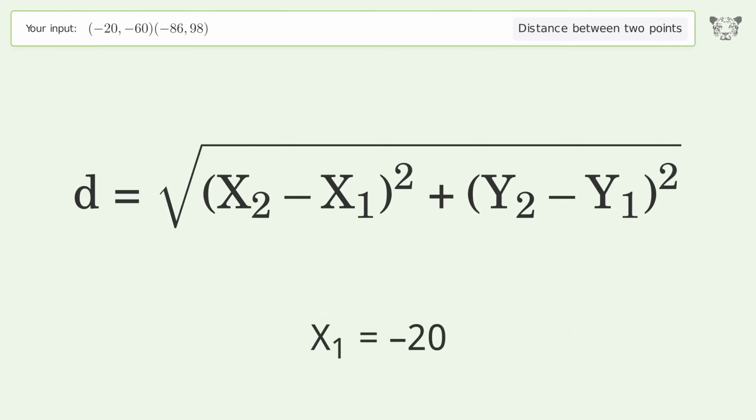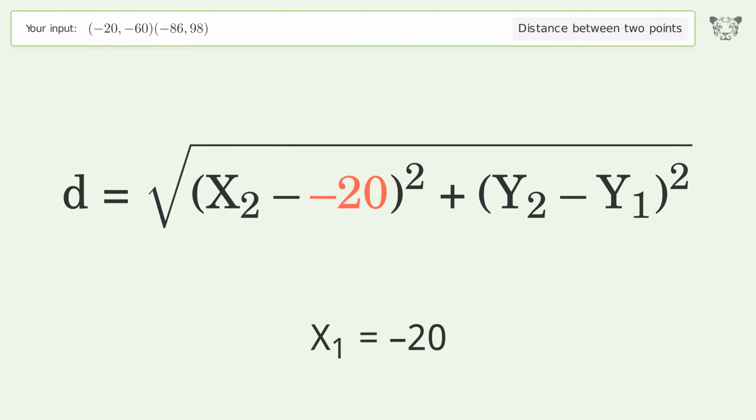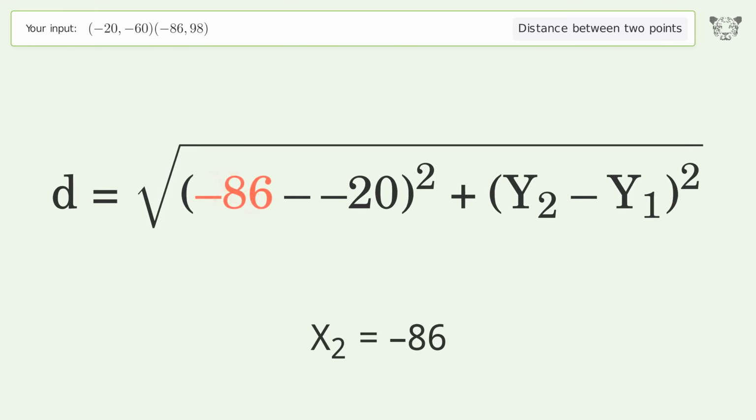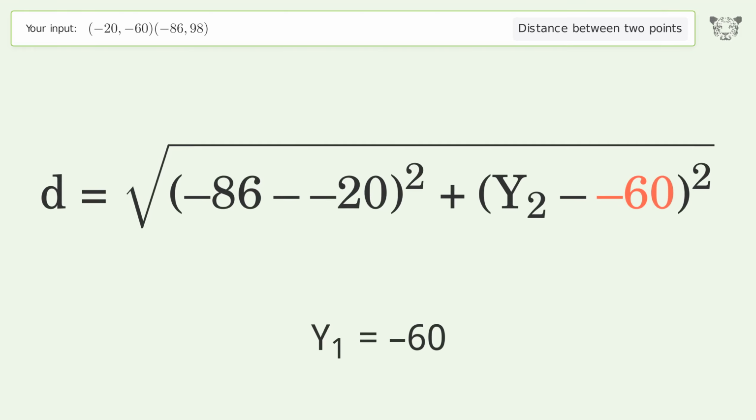x1 equals -20. x2 equals -86. y1 equals -60. y2 equals 98.